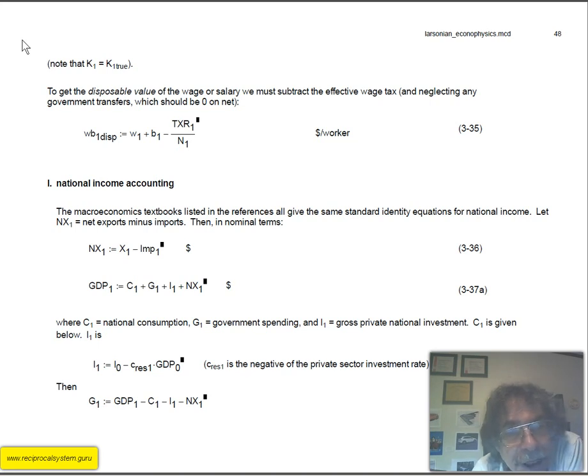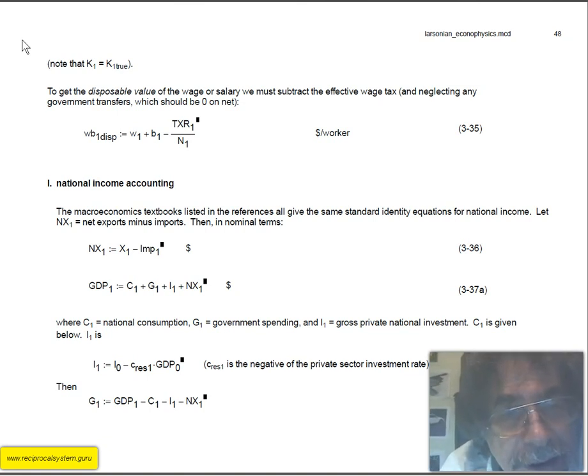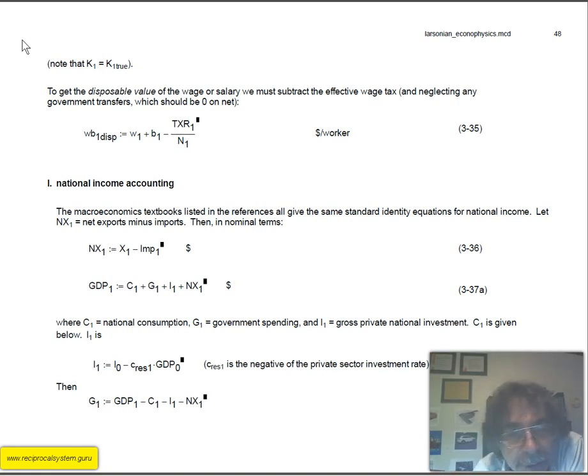To get the disposable value of the wage or salary, we must subtract the effective wage tax and neglecting any government transfers, which should be 0 on net. That is, over the lifetime of the worker, the wage transfer should be 0. So we get W sub 1 disposable equals W sub 1 plus B sub 1, which is the investment income to the worker, if he has any, minus TXR sub 1 divided by N sub 1. Okay? And that does it for today.